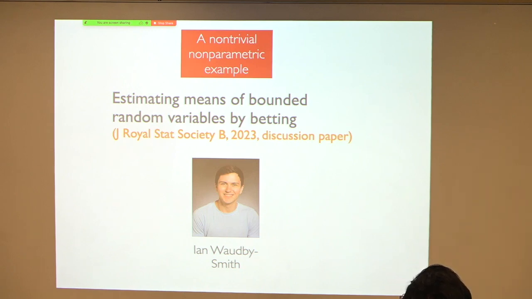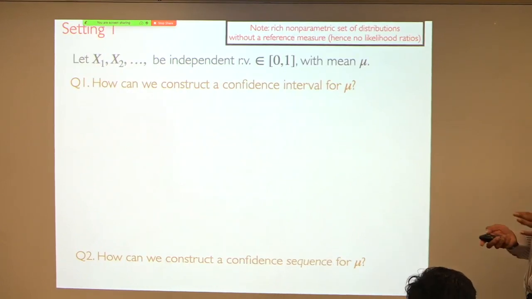And then in the second half of the talk, it's going to get more abstract and complex. Okay, so this non-trivial, non-parametric example I'll start off with is from a JRSSB discussion paper we had last year with my student Ian Waudby-Smith. The title of the paper is Estimating Means of Bounded Random Variables by Betting. So it's a very simple problem. Let me state the problem for you.